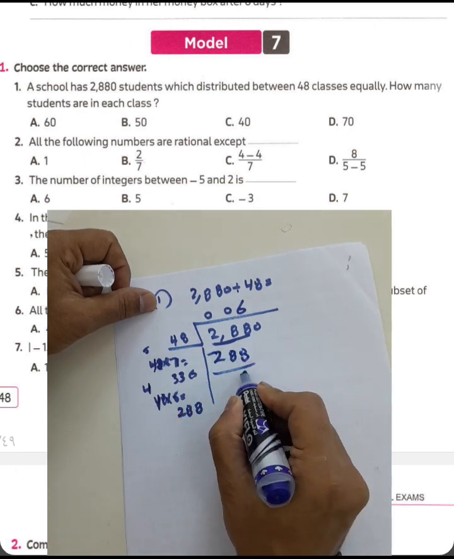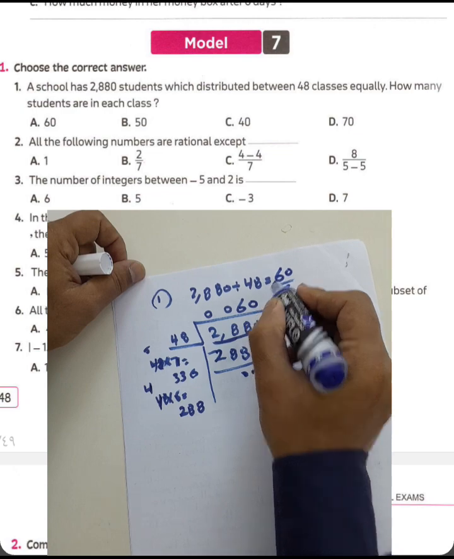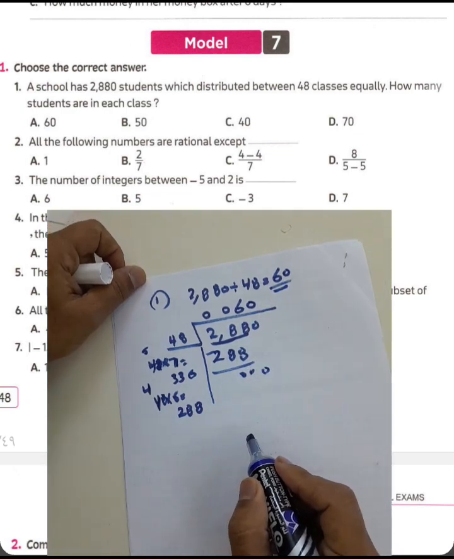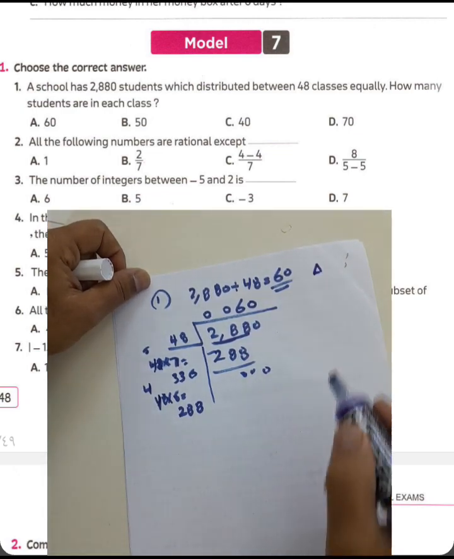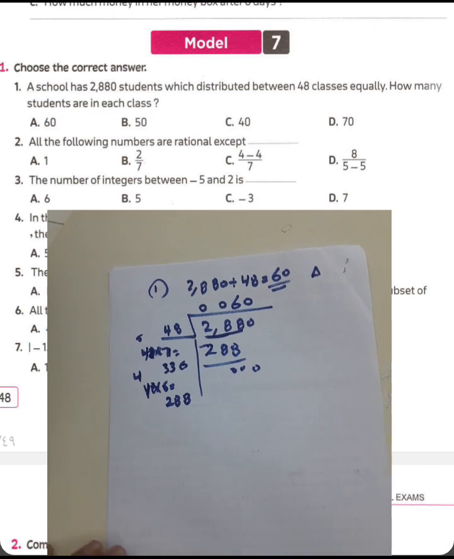Find the difference. Drop 0. 0 divided by this number will be 0. Then the result will be 60. The result here will be 60. Choose letter A. So the number of students in each class will be 60 students.